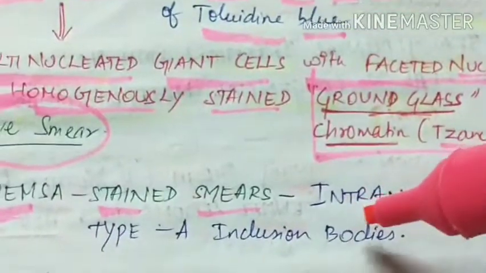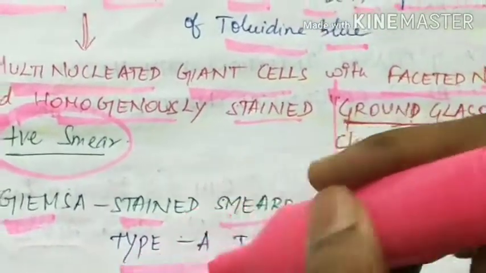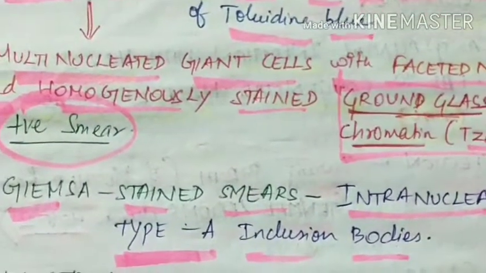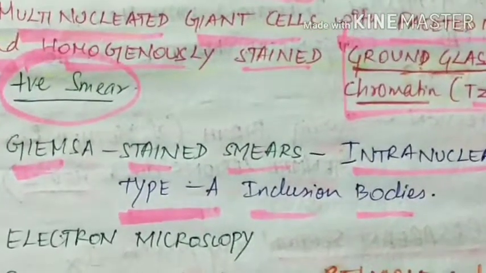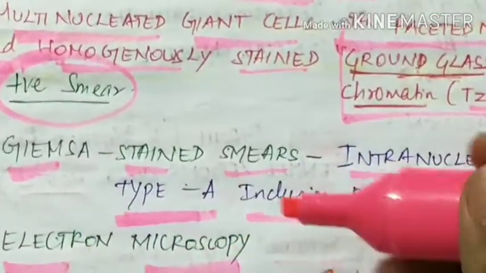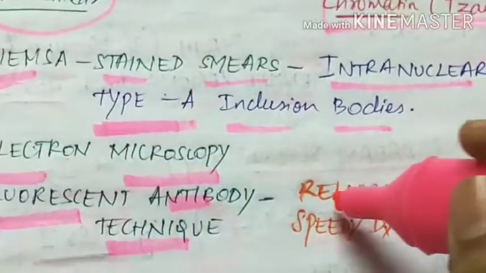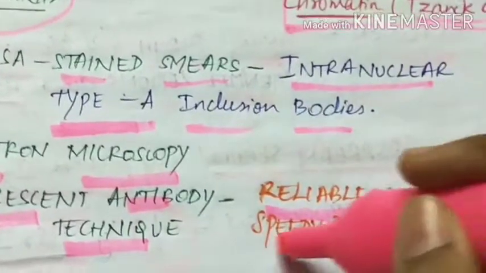This indicates positive smear. Next is Giemsa stain smears. They show intranuclear type A inclusion bodies. It is Cowdry type A inclusion bodies. Next, electron microscopy or fluorescent antibody technique can be performed, which is reliable and gives speedy diagnosis in case of encephalitis. Third is virus isolation.